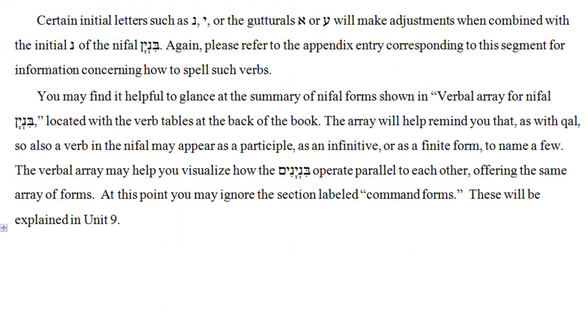We're briefly returning here to the textbook portion proper to point out that certain initial letters, among them nun, yod, or gutturals aleph or ayin, will make adjustments when combined with the initial nun, which is introduced by the Nifal binyan. This is going to be explained a bit more as we resume with the appendix entry that we were studying earlier.